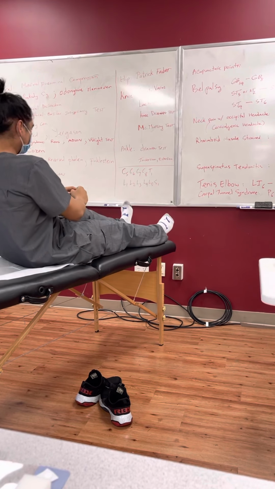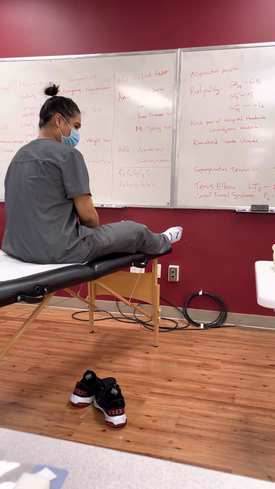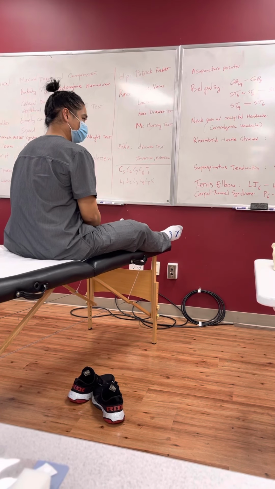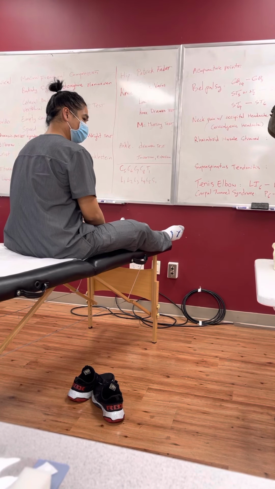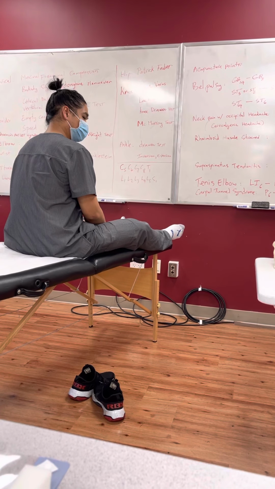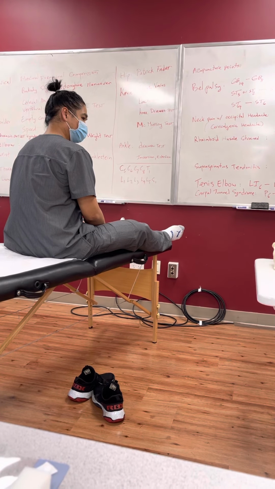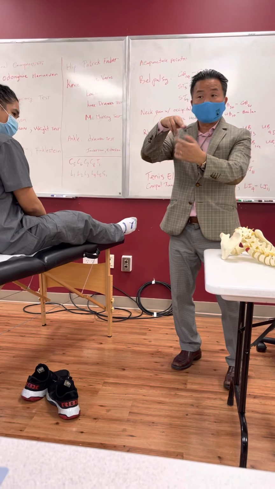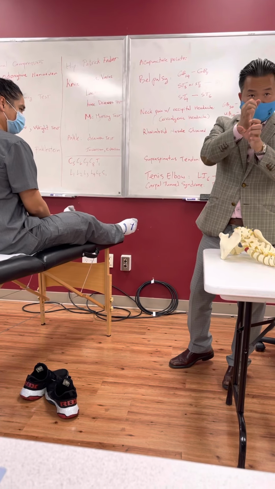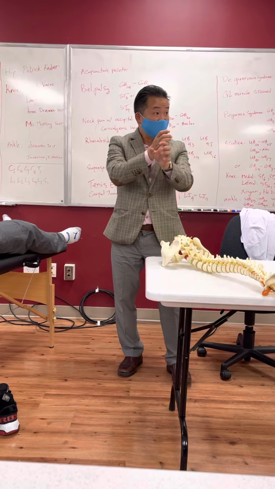Do you guys know what the ACL is? What is the function of the ACL? If you look inside the knee joint, the ligaments are like that: ACL on the top, PCL on the bottom. If you look at the front of my knee, you see this is the ACL attached like that. So the ACL prevents the tibia from moving forward.